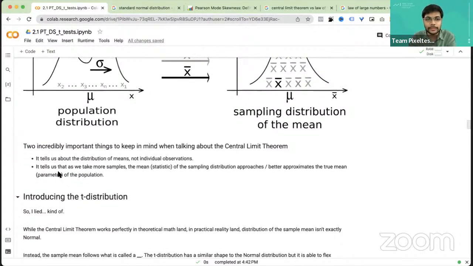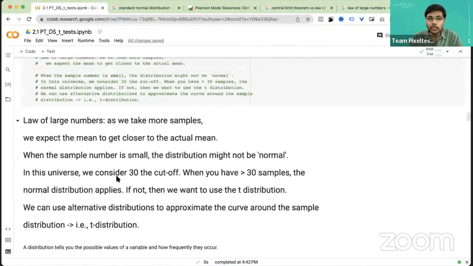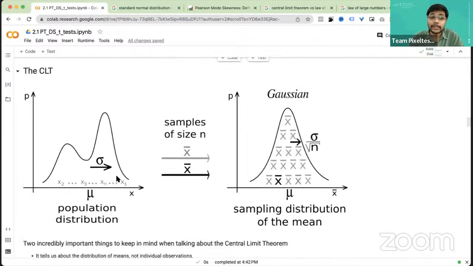This is one thing that we have to remember. It tells us that as we take more samples, the mean of the sampling distribution approaches the true mean of the population. So we have understood this also, right? Now this is what is there, and we'll go forward and try to understand this.